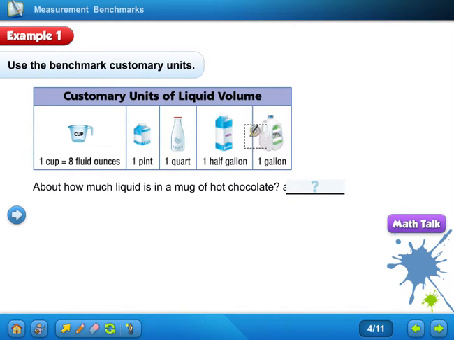I always like to do that. I like to rule out ones I know it can't be. Did you say about 1? One. What is it? Cup. If you said 1 cup, you are correct. Nice job.